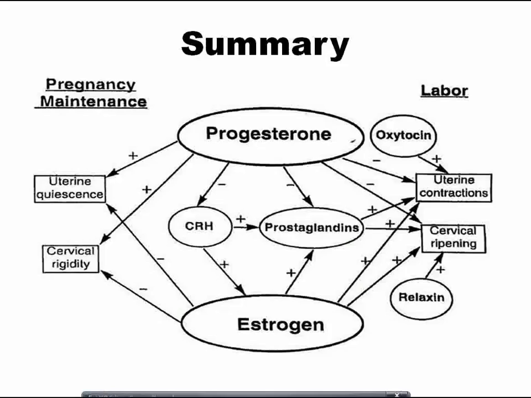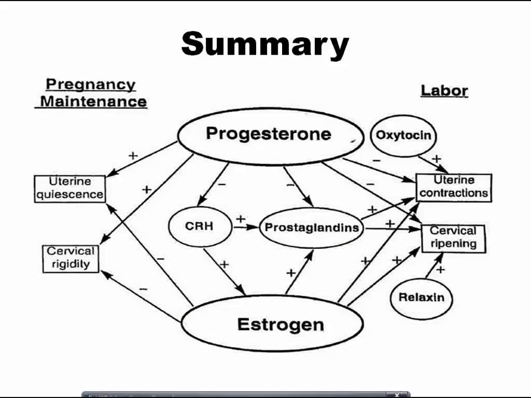Now, as there is more uterine contraction and as the baby goes down the birth canal, as there is cervical stretching, the Ferguson reflex is activated and more oxytocin is secreted from the posterior pituitary. And this positive feedback goes on until the labor is completed.